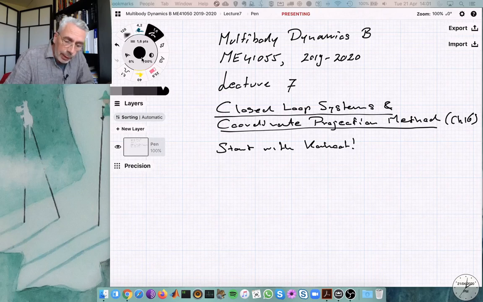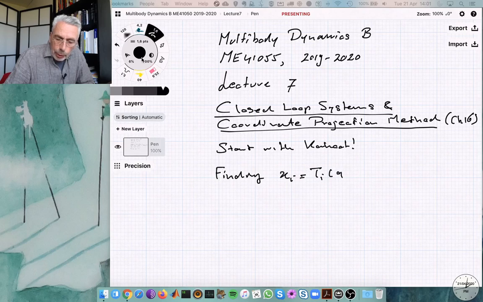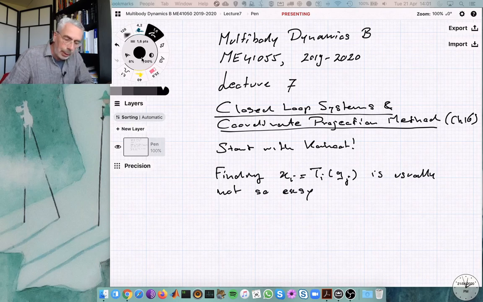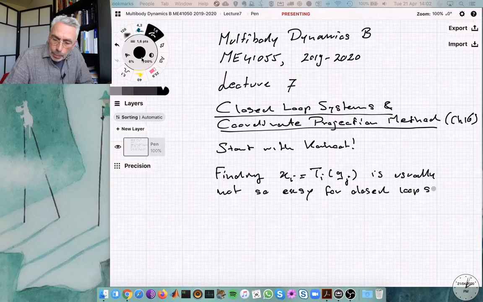So finding these expressions, x_i is T_i of q_j, is usually not so easy. And why is it not so easy? Well, if you have closed loop systems. And what do I mean with closed loop systems? Well, let me show an example of a closed loop system.